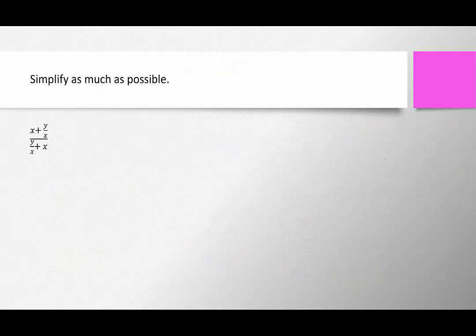All right, another example. In this one, again, we have a complex fraction, and we have two terms in the numerator. So the numerator, we have x over 1 plus y over x. In this one, the common denominator will be, between 1 and x, x. And this one already has that common denominator. Here we need a factor of x, so we're going to multiply by x over x.